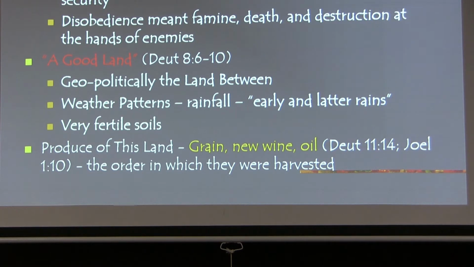Because, as you probably know, if you've been in this class for very long, the prophets are called covenant enforcement mediators, and therefore when the people were obedient or not, they went back to the covenant stipulations and referred to them. So Joel is going to, among many other prophets, talk about grain, new wine, and oil, the order in which they're harvested. Let's look at them just a little bit.